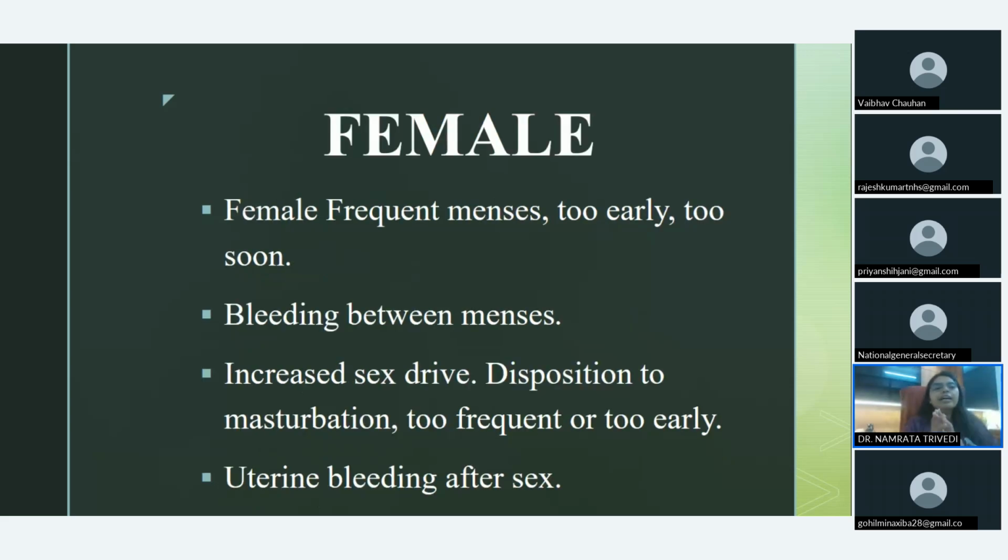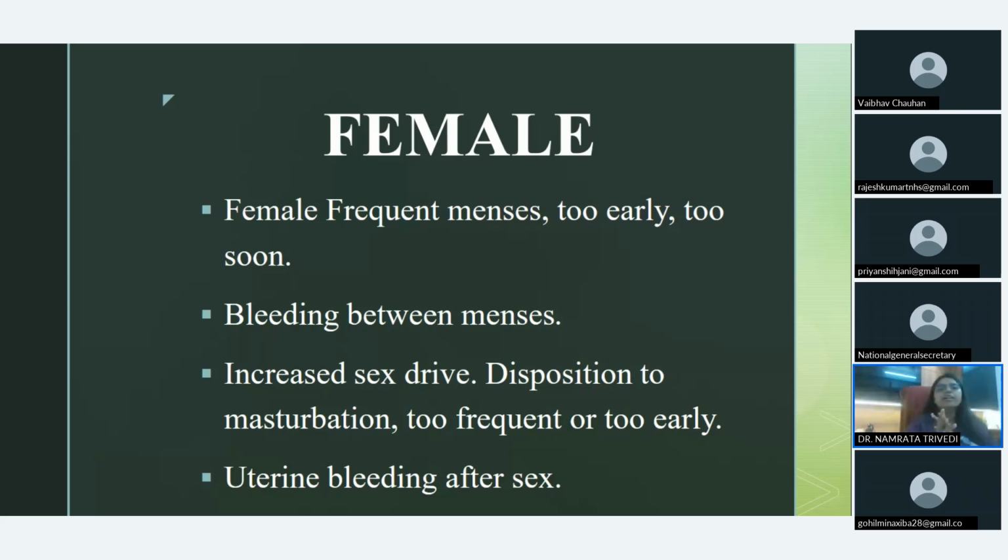The female has frequent menses, too early or too soon menses. There is bleeding in between the two menses. Increased sex drive, disposition to masturbation, or too frequent or too early masturbation. It can also be given in uterine bleeding after sex.